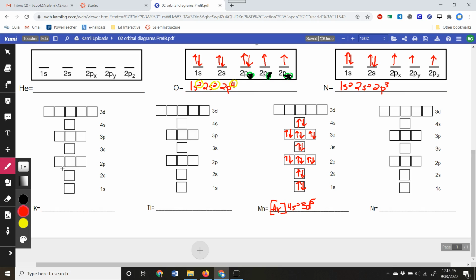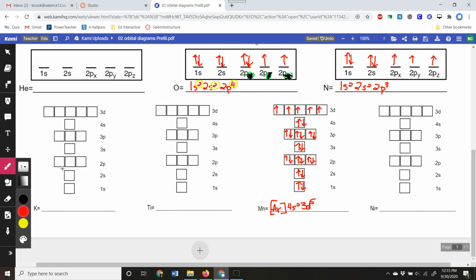We're going to put them in singly before pairing according to Hund's rule so that those electrons can space out and be as far away from each other as possible to reduce the repulsion between them. So we're going to go 1, 2, 3, 4, 5. Remember, we always start with up arrows according to the Pauli exclusion principle.